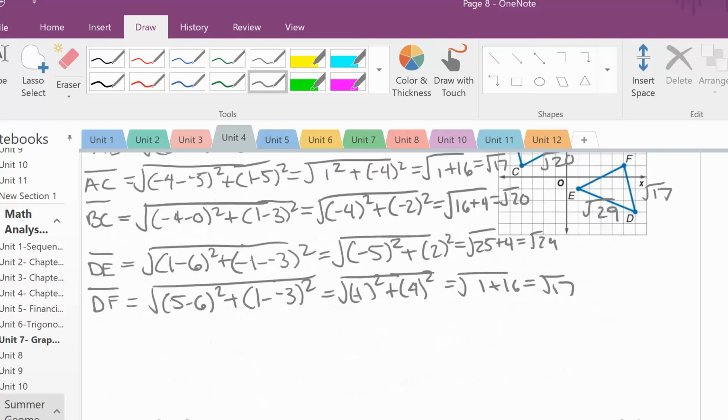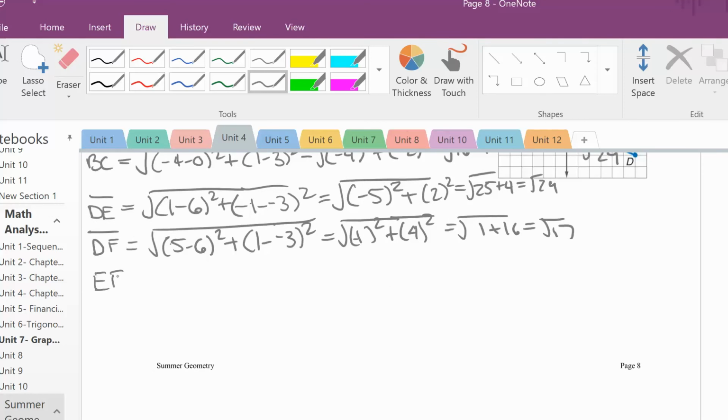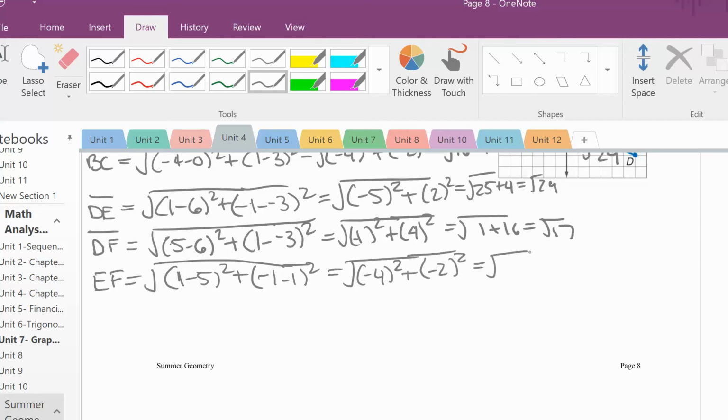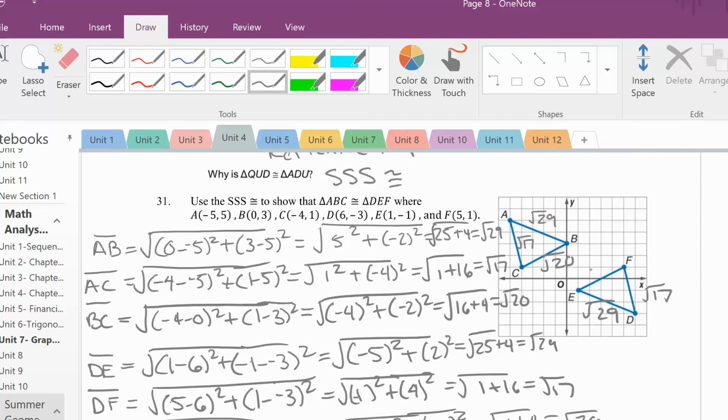So we have one more. We just have EF. And EF is 1 minus 5 squared plus negative 1 minus 1 squared. So it's negative 4 squared plus negative 2 squared equals 16 plus 4, which is the square root of 20. So therefore, we've shown that all the corresponding sides are congruent, so therefore the side-side-side postulate works.